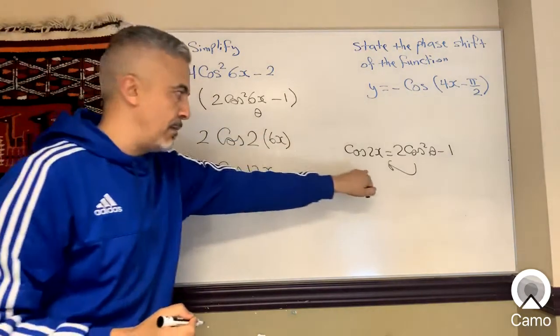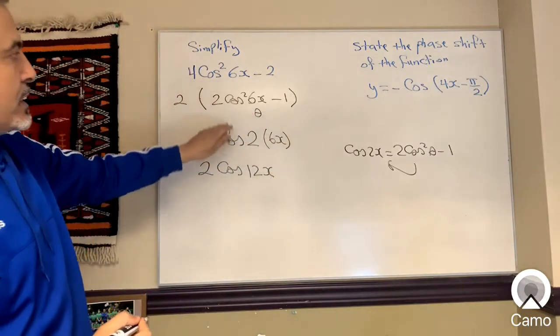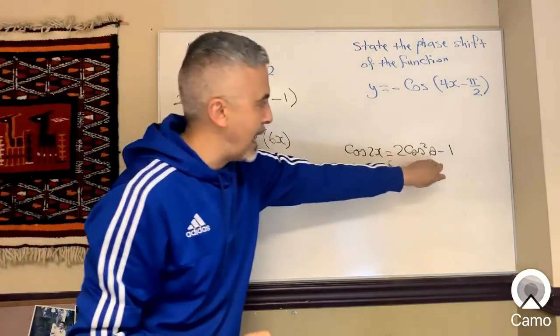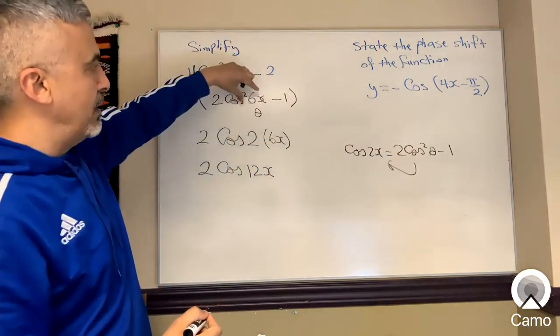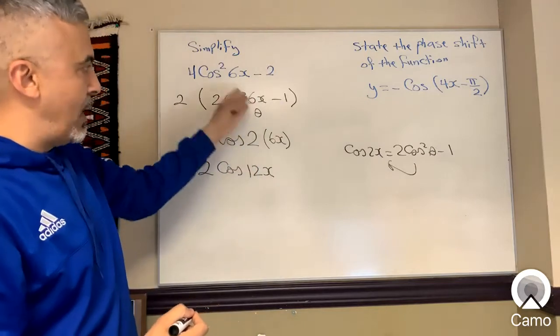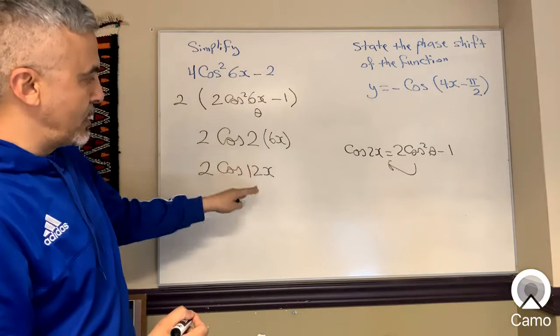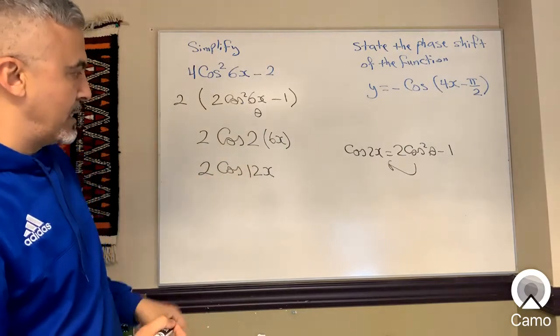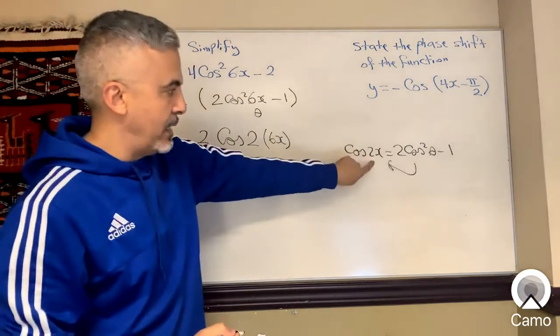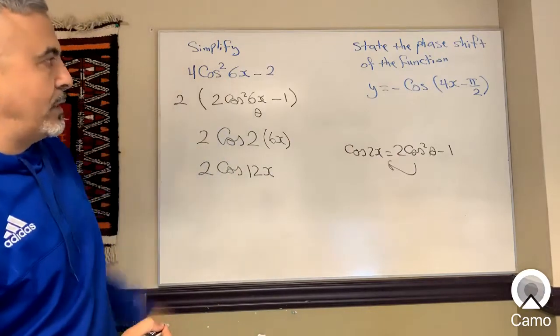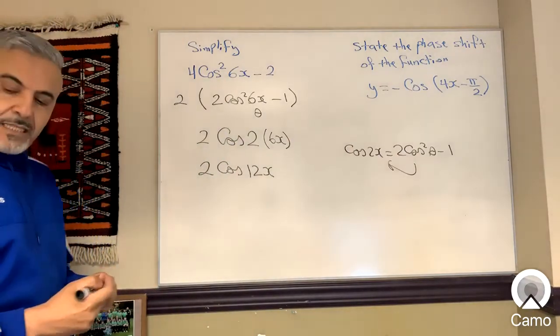So it's just the double angle identity. Once you change it into this, it looks exactly like that. The only difference is your angle is 6x, but that's exactly why they're asking us this question. Instead of theta, we use the 6x to double that angle, and we get 12x there. So 2 cos 12x equals this. So this is the answer for the first question.